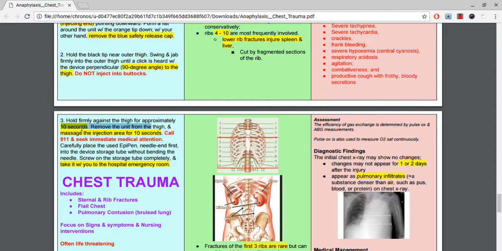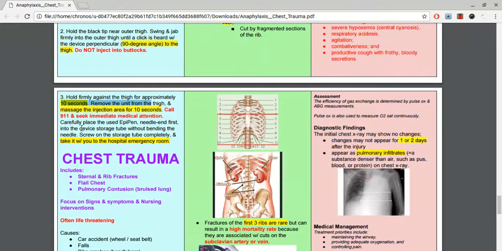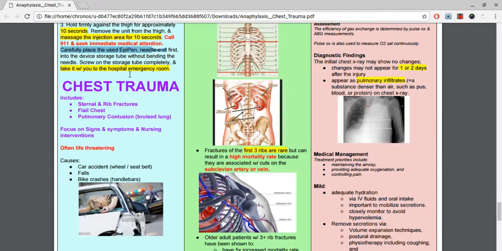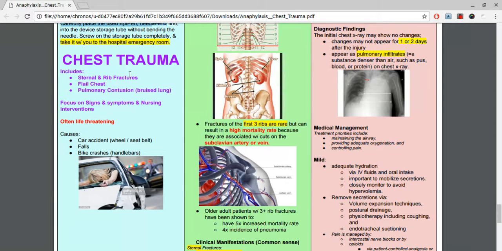And then after that, you're going to call 911 and seek immediate medical care, because again, they can have a rebound of their anaphylactic shock, okay? So they need to be monitored for that and treated for that in case it happens. And then also, they're going to take that EpiPen with them to the ER, okay? So remind them of that. And that's everything you need to know for anaphylaxis.